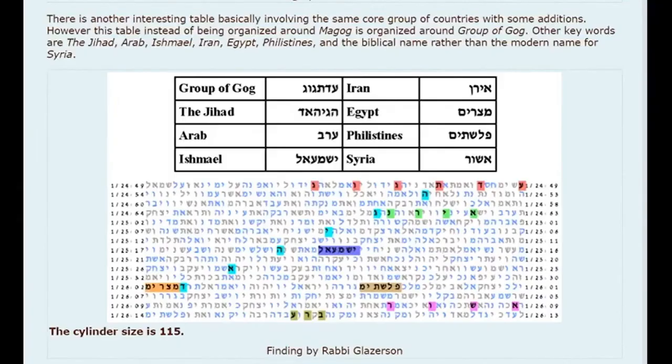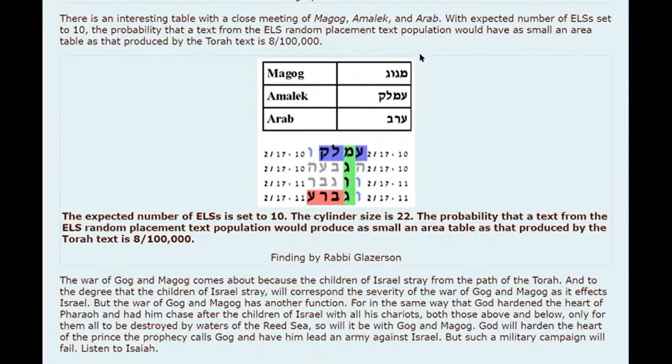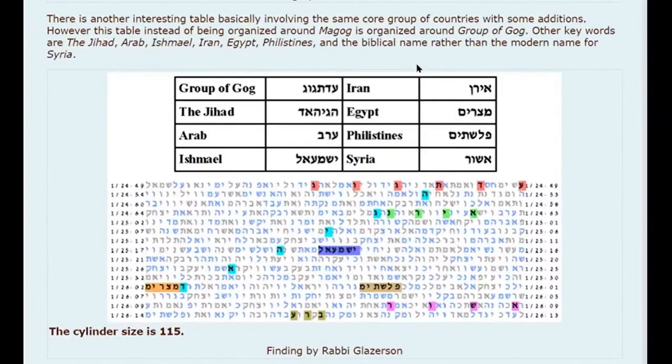Professor Haralick. Then there is an interesting table which I found, and about this he says there is another interesting table basically involves the same core group of countries with some additions. However, the table, instead of being organized around Magog, is organized around the group of Gog. Other key words are the Jihad, Arab, Ishmael, Iran, Egypt, Philistia, and the biblical name rather than the modern name for Syria.